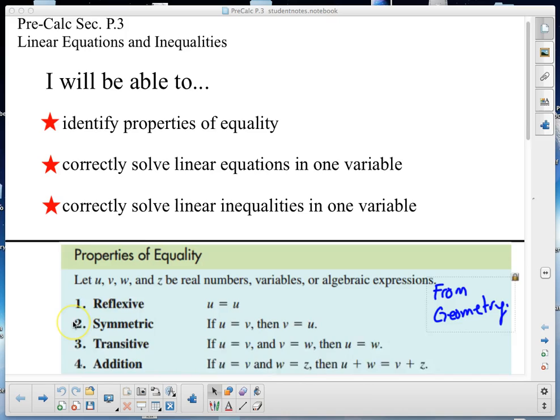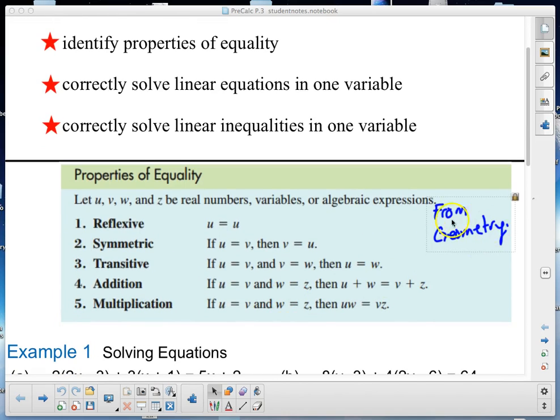Okay, back in geometry, and I've got this from geometry, we reviewed reflexive, symmetric, transitive, addition, and multiplication properties. Reflexive, it's equal to itself. Symmetric, if u equals v, then v equals u. Notice it flipped. That's why I can set something up and say x is 2 or 2 is x, and it's the same thing.